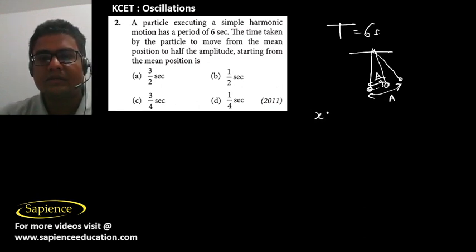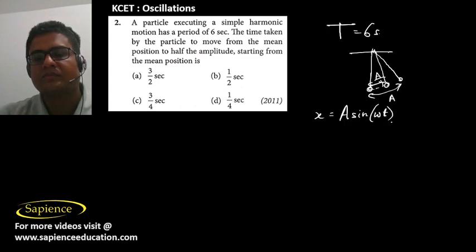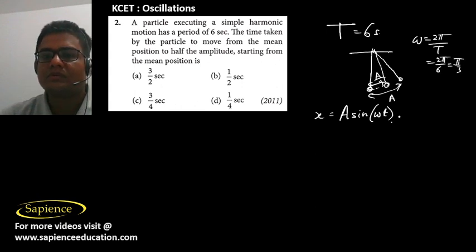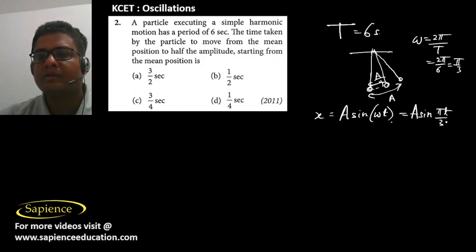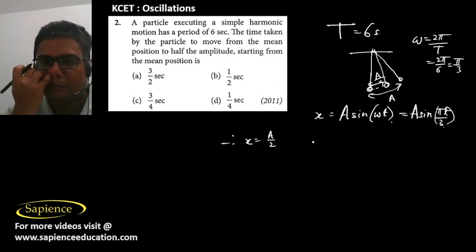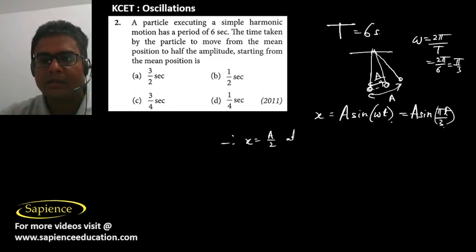So we know that the equation of motion will be x equal to a sine omega t. At t equal to 0, it is at the mean position. So here omega is 2 pi by T, that is 2 pi by 6, that is pi by 3. So x equals a sine pi t by 3. So x will be equal to a by 2 at which time, that we have to find. At time t equal to how much?